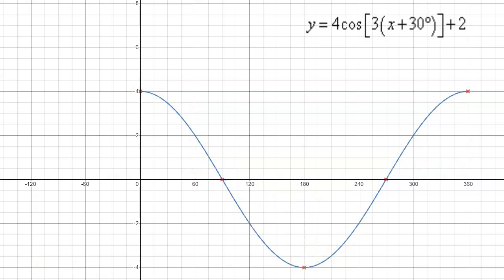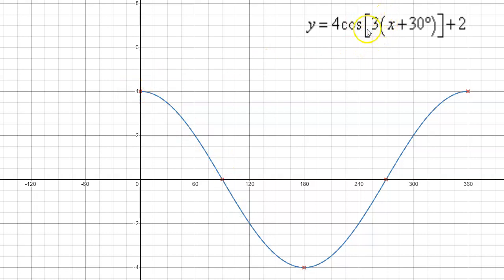Next, we can apply the horizontal stretch factor, which is actually 1 over 3 because the b value is 3. Now remember that the b value tells you how many cycles you can actually fit on the interval between 0 and 360 degrees. So here's 0, here's 360 degrees. We've got one cycle, max to max, right? One cycle that fits between 0 and 360.